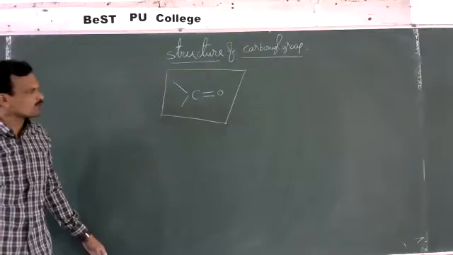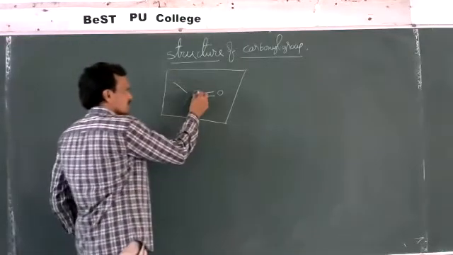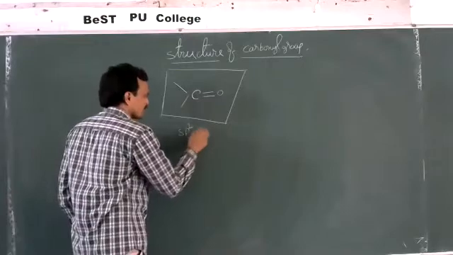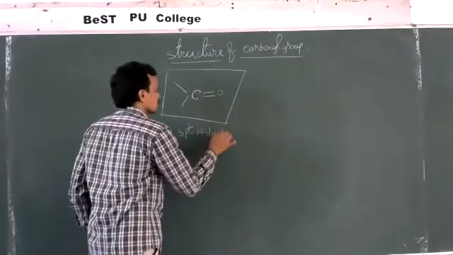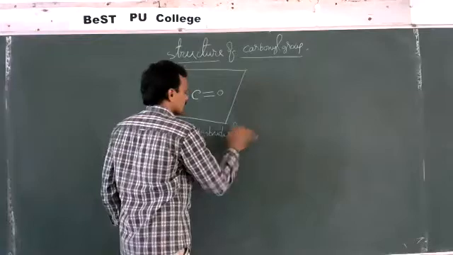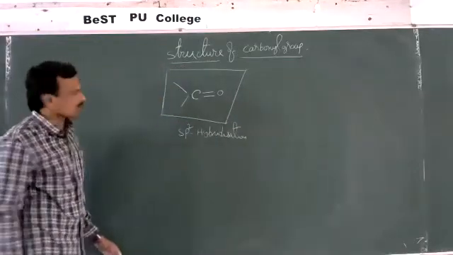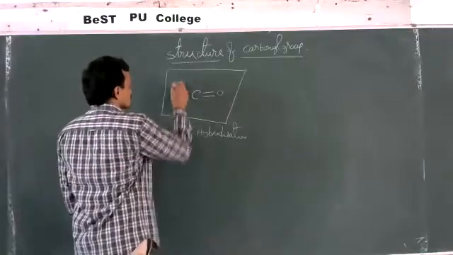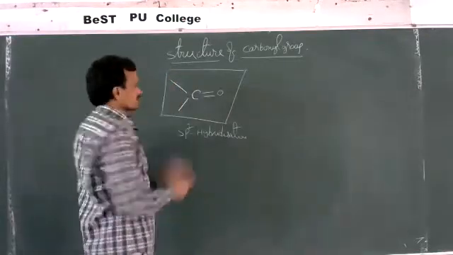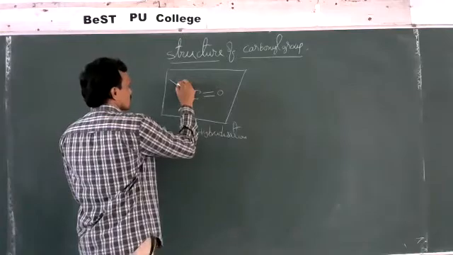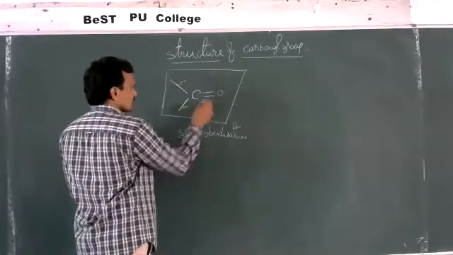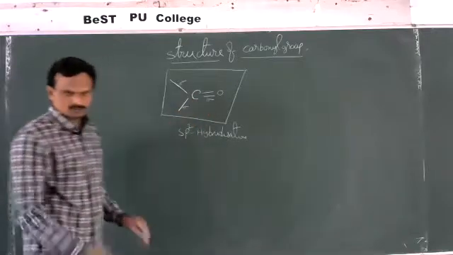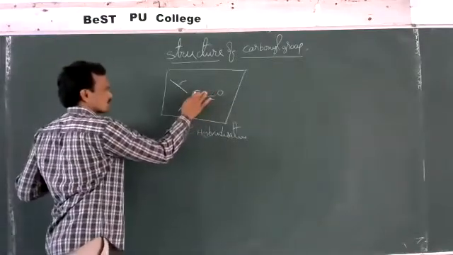See in this carbonyl group, the central carbon atom undergoes sp2 hybridization. The carbonyl carbon undergoes sp2 hybridization and forms 3 bonds. See here, this is a sigma bond, this is a sigma bond, and this is a sigma bond. It forms 3 sigma bonds.